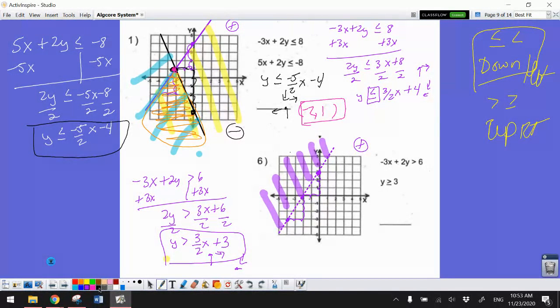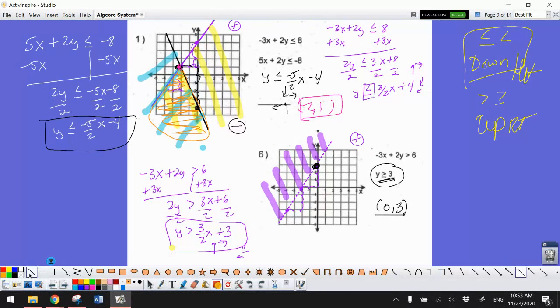All right, now the next one is y is greater than or equal to 3. 1, 2, 3. So I see where they're touching. They're going to be touching at 0, 3. So I know where my intersection point is. Well, what does this line look like? Well, I know that it's going to be solid. So I know I can grab a solid line.